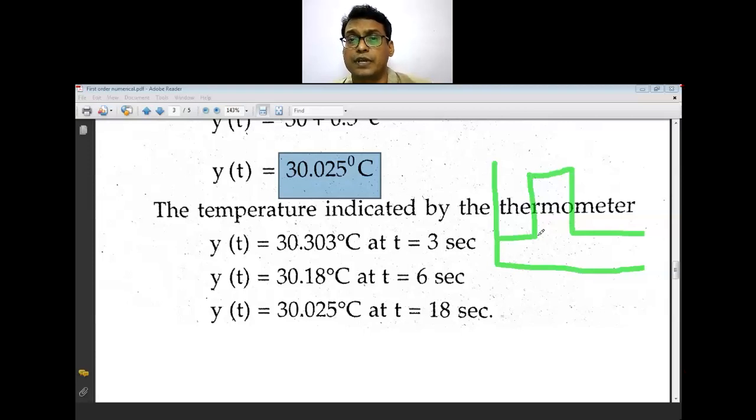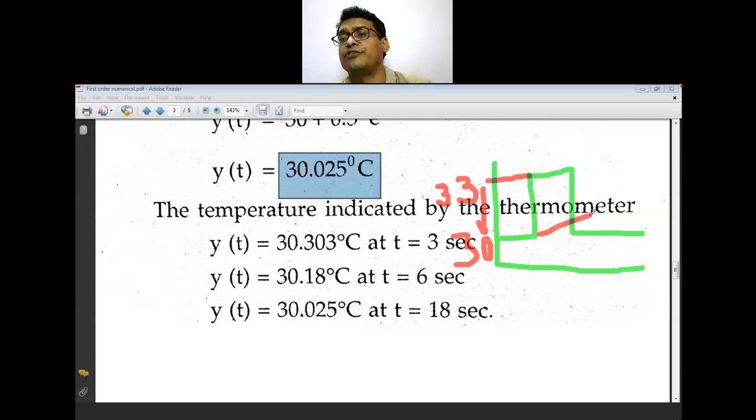The temperature initially is 30 degrees Celsius, and this magnitude is of 3 degrees Celsius, so 30 plus 3, from initially 30 degrees Celsius to 33 degrees Celsius. So how is the temperature going to increase?